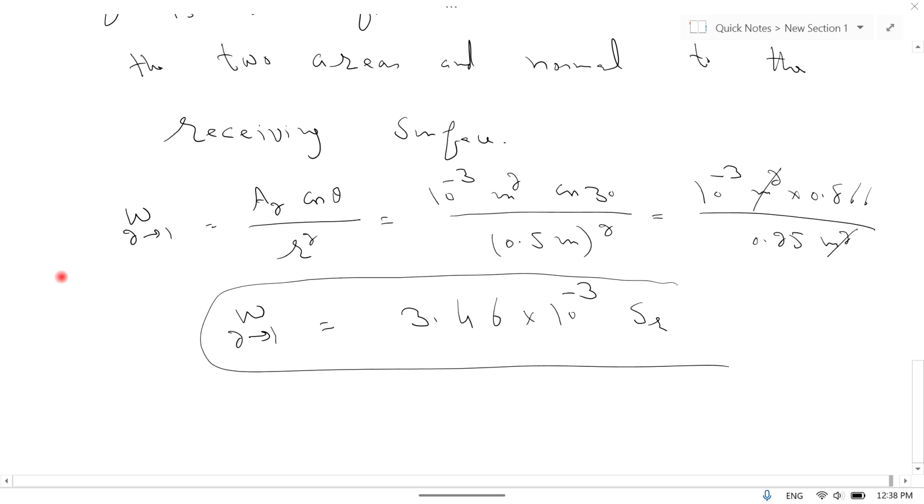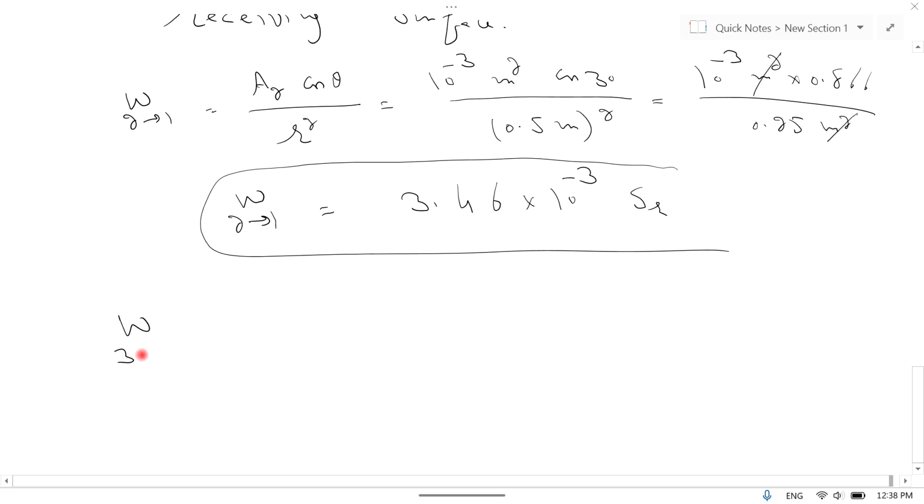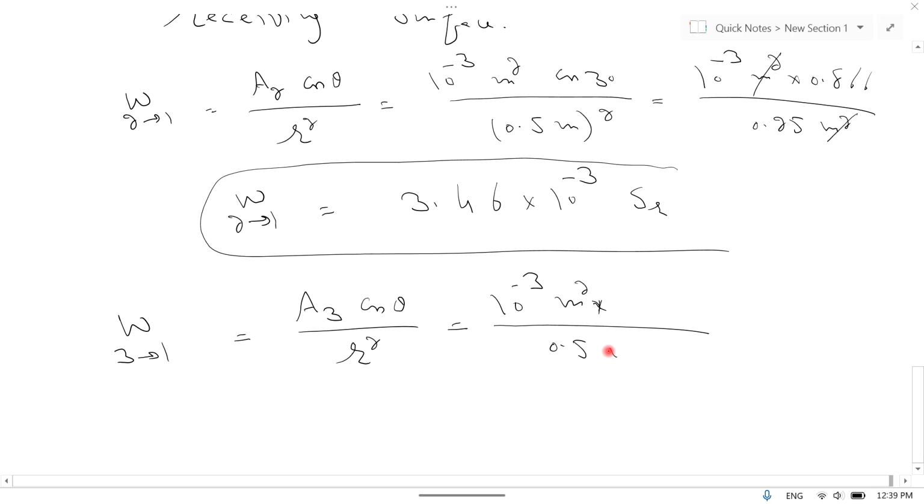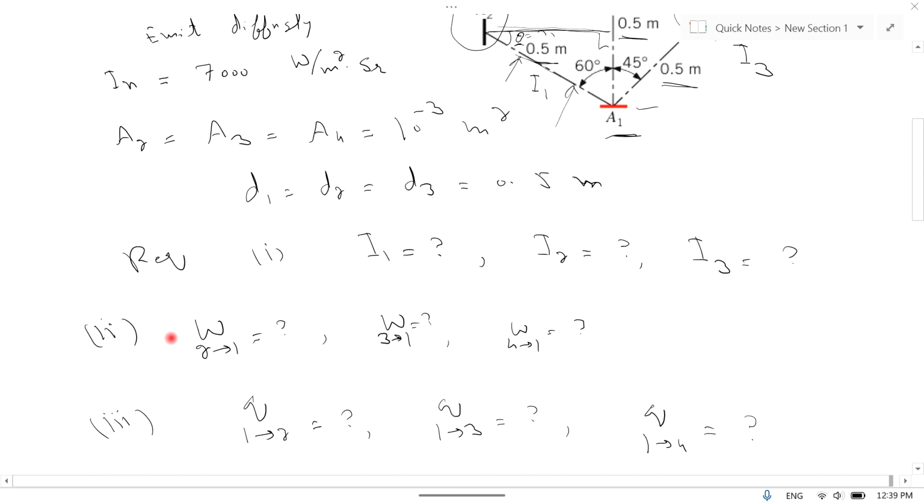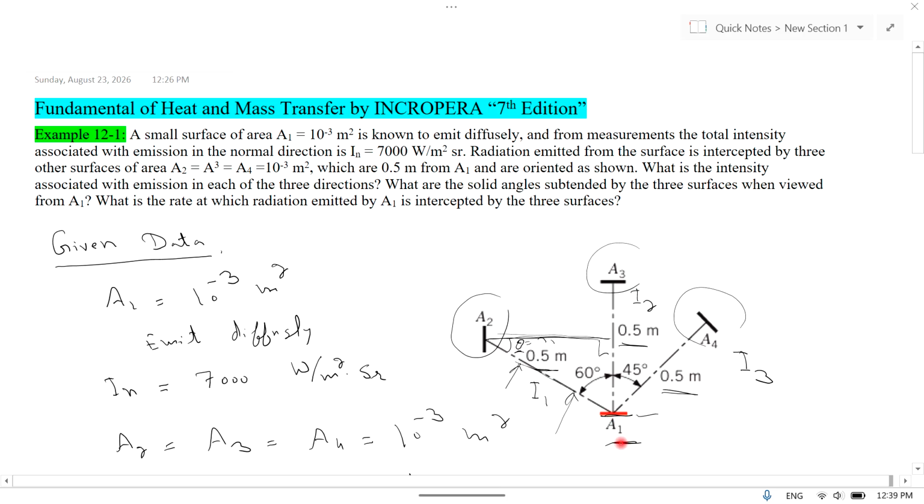Now the solid angle subtended between surface A3 and A1 when viewed from A1 is A3 cos theta divided by R square. A3 is equal to 10 power minus 3 square meter. The value of R is the same in all cases, 0.5 meter whole square, and the angle in this case is the line joining surface A1 and A3.